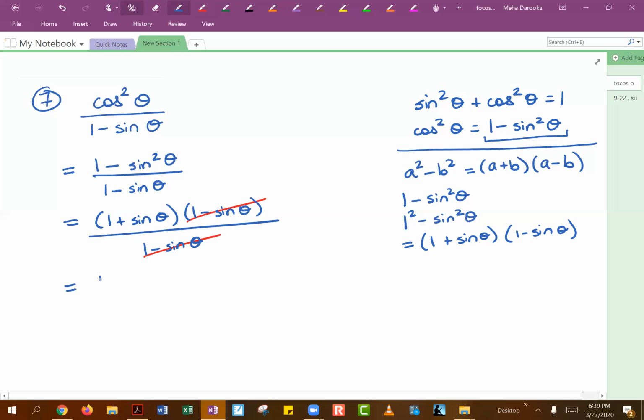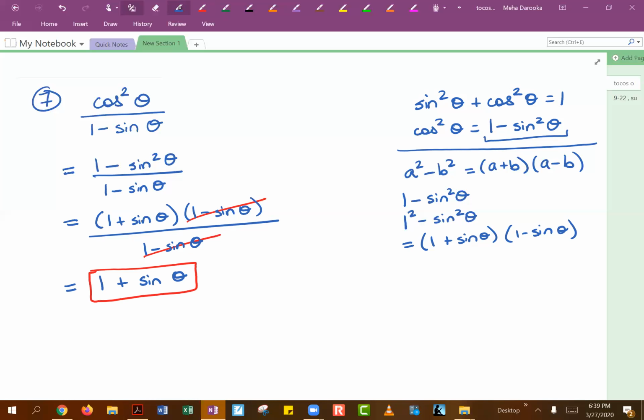And then you are finally left behind with 1 plus sine of theta. And this is going to be your answer. So this is us rewriting that original expression of cosine squared theta over 1 minus sine theta without any fractions as 1 plus sine of theta.